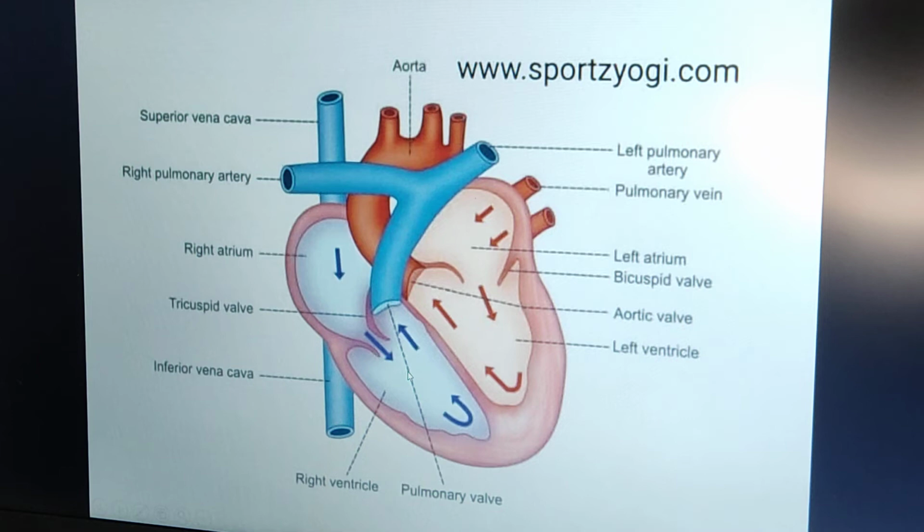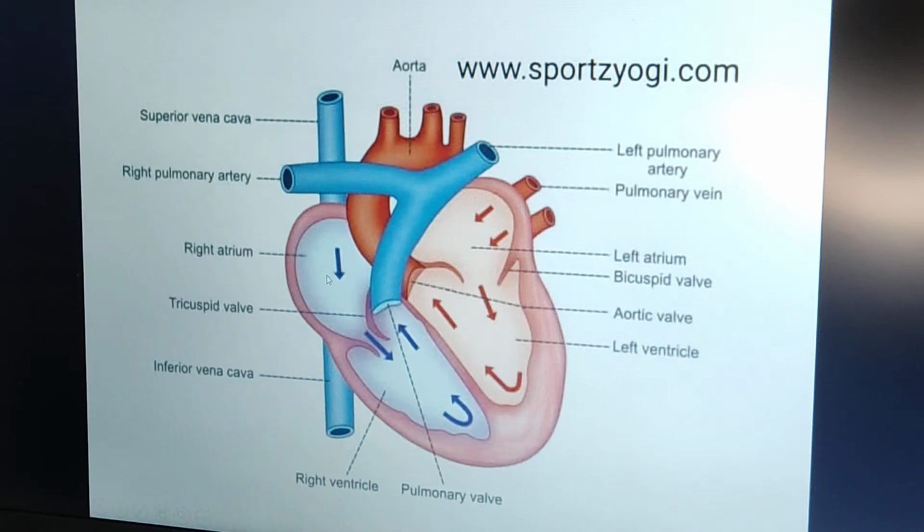Here we have to remember one thing. In the right ventricle, one big artery is there, that is nothing but the pulmonary artery. This pulmonary artery starts from the right ventricle. What is the work of the pulmonary artery? It carries deoxygenated blood to the lungs. That point we have to mention.